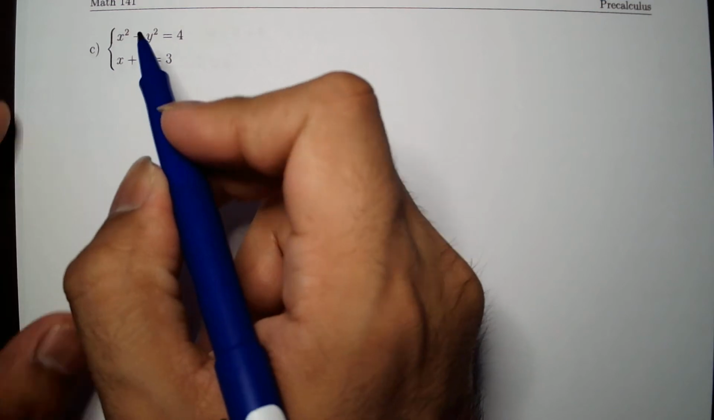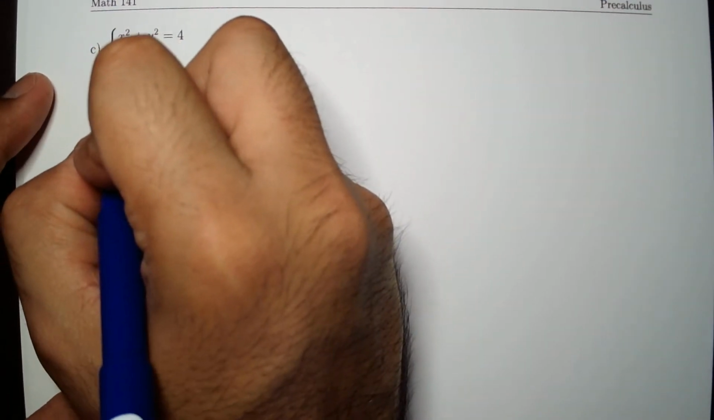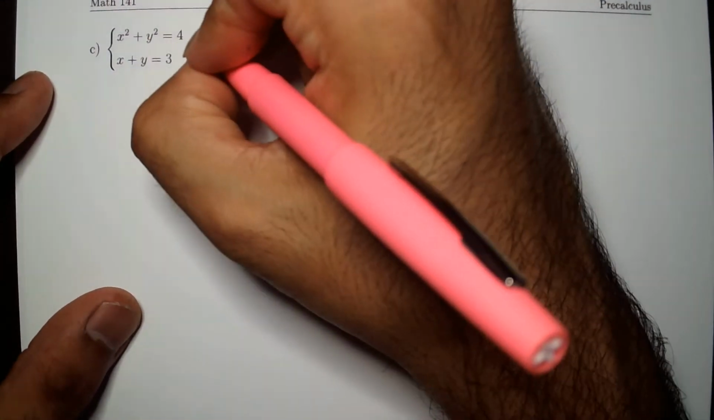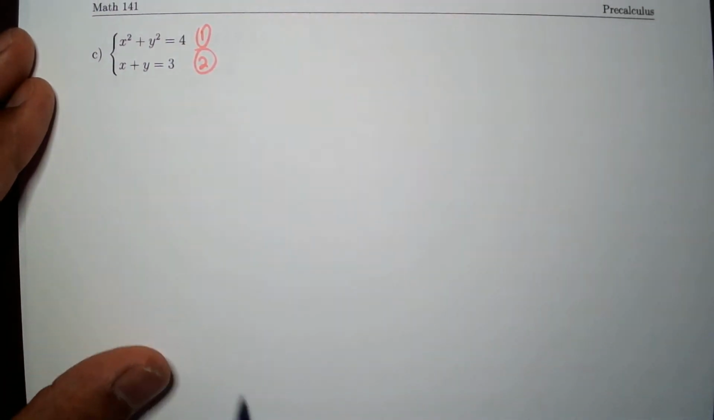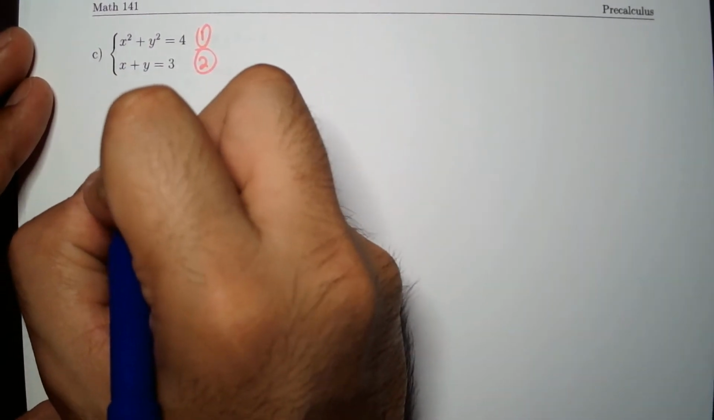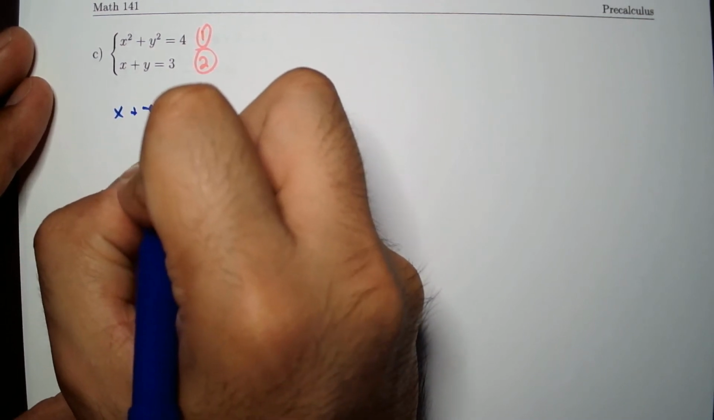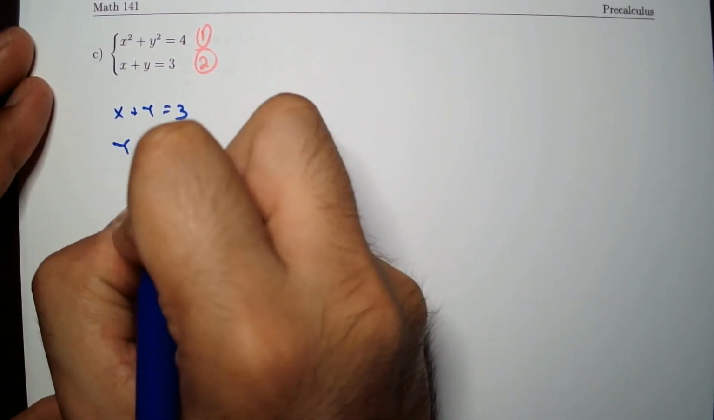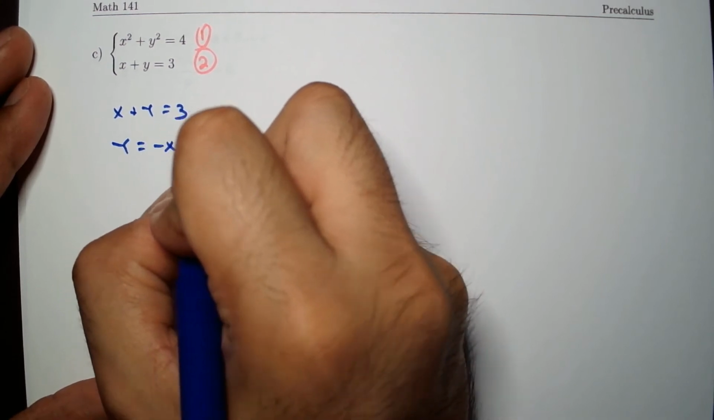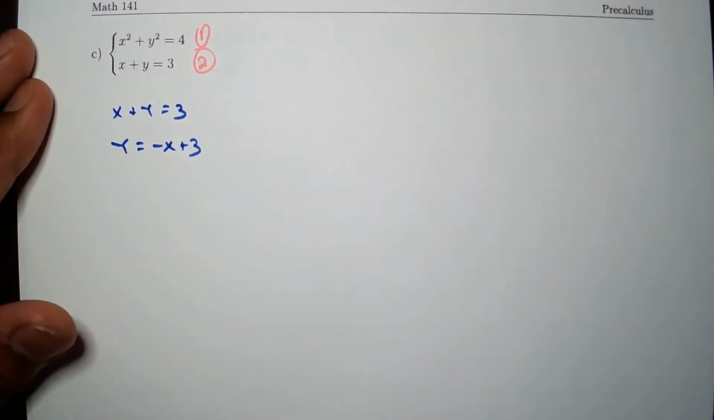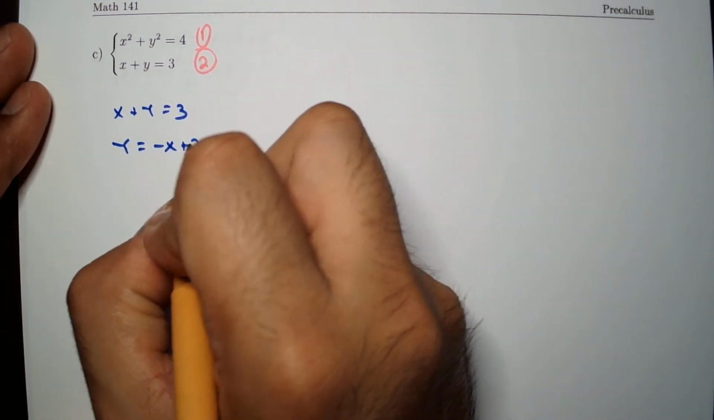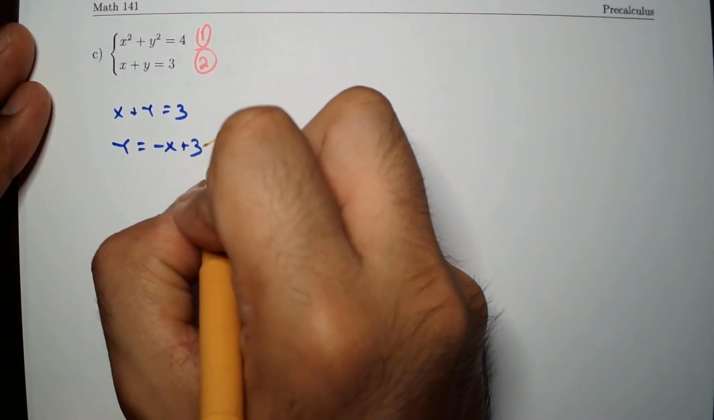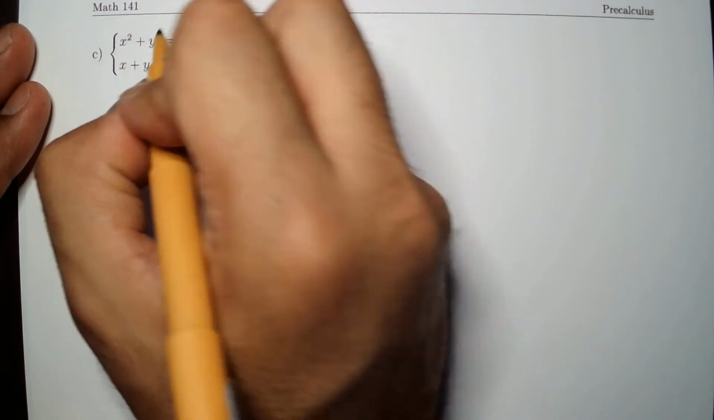I'm going to solve for y in this case. Let me label the equations again. Not that it helps a lot, but it's fine. So x plus y equals 3. I'm going to solve for y. That's negative x plus 3. Okay, and then I'm going to plug in this y equals negative x plus 3 here.